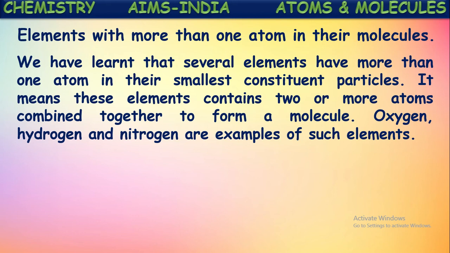So most of the elements exist in the molecular state. Individual atoms won't exist for some elements; they exist in molecules. For example, oxygen, hydrogen, and nitrogen are examples of such elements. In these elements, individual atoms won't exist. Atoms will be in the combined state and hence they form molecules. So oxygen will be available in nature or in the laboratory in the form of molecules.